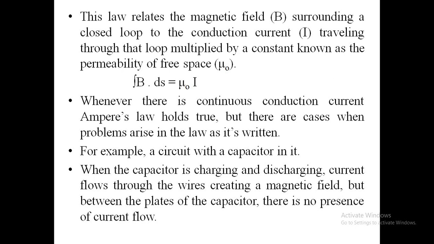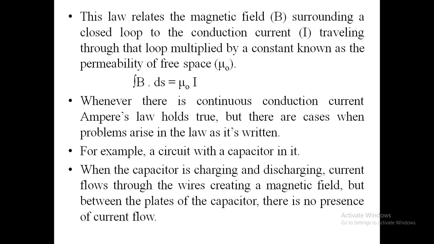This law relates the magnetic field surrounding a closed loop to the conduction current I traveling through that loop multiplied by a constant known as the permeability of free space. So the equation can be given as integral of B ds is equal to mu naught I, where B is the magnetic field and mu naught is the permeability of free space and I is the conduction current in the loop. Whenever there is a continuous conduction current, Ampere's law holds true.